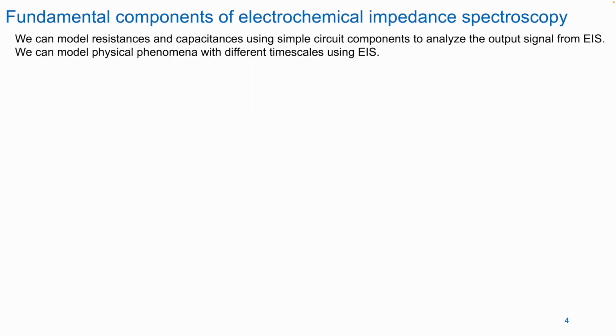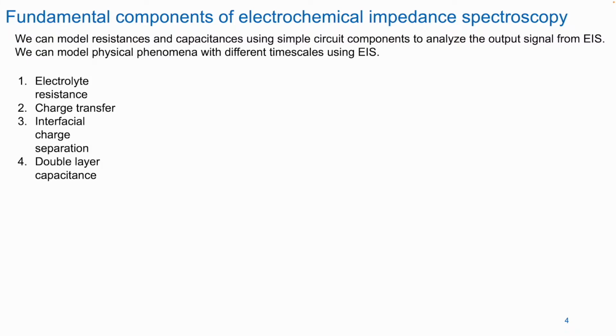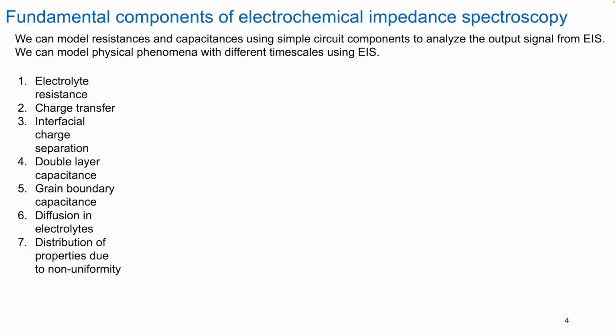We can model resistance and capacitances using simple circuit components to analyze the output signal from EIS. The signals represent physical phenomena with different timescales. The physical processes that we'd like to understand are electrolyte resistance, charge transfer resistance, interfacial charge separation, double layer capacitance, grain boundary resistance, grain boundary capacitance, diffusion of ions in the electrolytes, distribution of the properties due to non-uniformity of the materials, and diffusion coefficients.